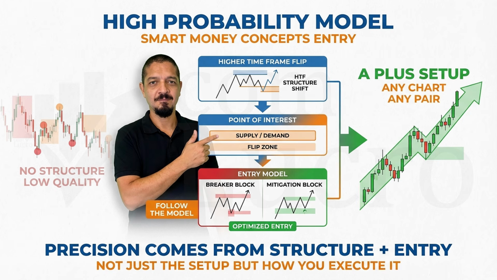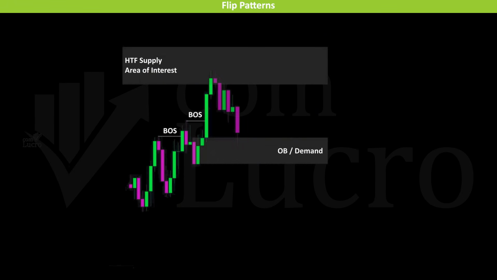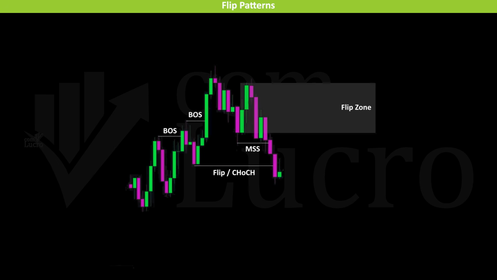Now, let us begin. This high-probability setup combines higher time-frame flip patterns with optimized entry tools, such as breaker blocks or mitigation blocks, forming a precise trading model capable of producing A+ trades on any chart and pair. In a bullish scenario, the pattern appears when price flips the latest demand area, right after tapping into a higher time-frame area of interest. Price then returns to the newly created flip zone, which now operates as a supply area. From there, it often reverses with strength, pushing against the current trend and signaling a potential change in direction.